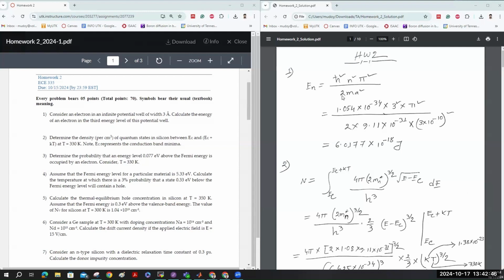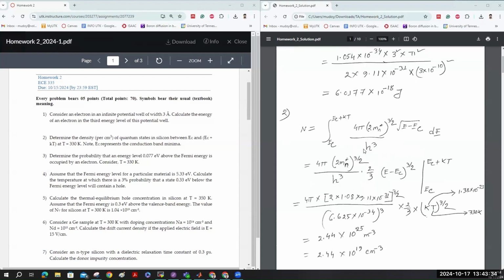And pi square, which is a constant, 2m. m is the mass of the particle. The particle is electron here. So we have inserted the mass of the electron, which is 9.11 into 10 to the power minus 31 kg, and make sure that all the units are in SI, so that the result is also in SI unit. Sorry about that. And a is the width of the potential well, which is 3 angstrom, and angstrom you have to convert to meter, of course. 1 angstrom equal to 10 to the minus 10 meter. So that's how you put all the parameters inside the equation, and you will get the result.